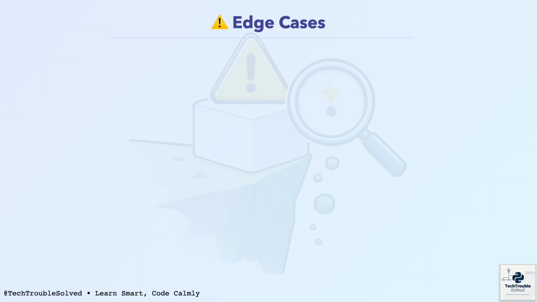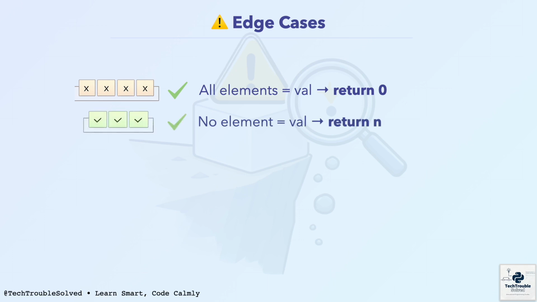Before we finish, let's quickly talk about edge cases. The good news is we do not need any special logic. If all elements in the array are equal to val, pointer j will skip every element. Pointer i will never move, so the returned length will be 0. If none of the elements are equal to val, every element is valid. Pointer i will move for every element, so we return the full length of the array.